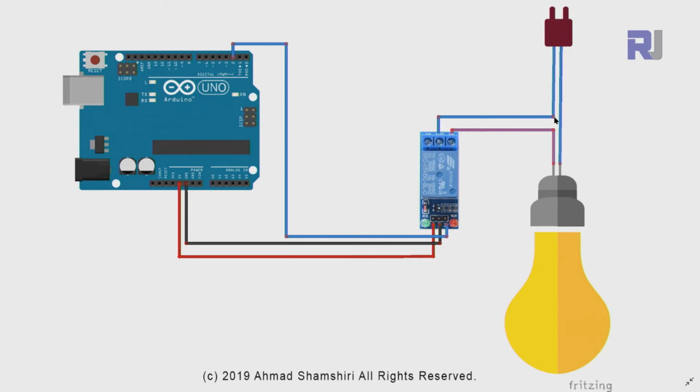From AC, we have two wires. These are the two wires that I just showed you. You will connect one of the wires to this pin, the other wire to this pin, and this is your AC bulb. And on this side, from the left side, it is connected to 5 volts. The middle pin is connected to the ground, and the right pin is the input. It is connected to pin 2.